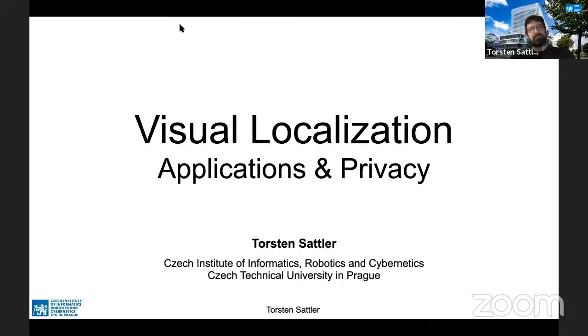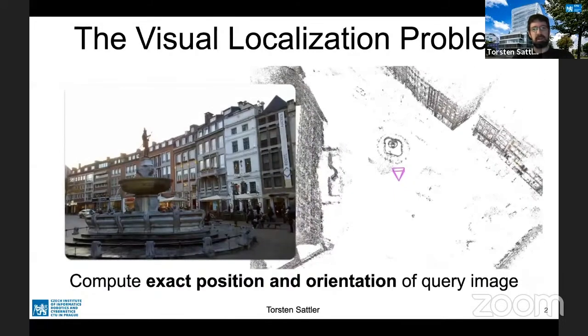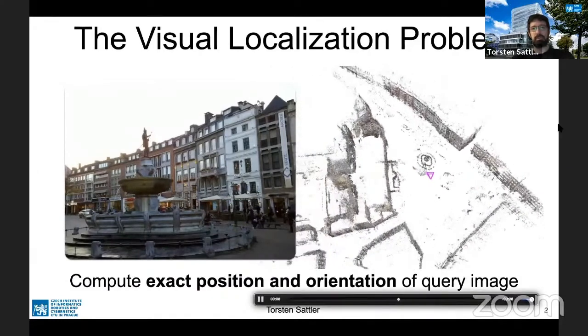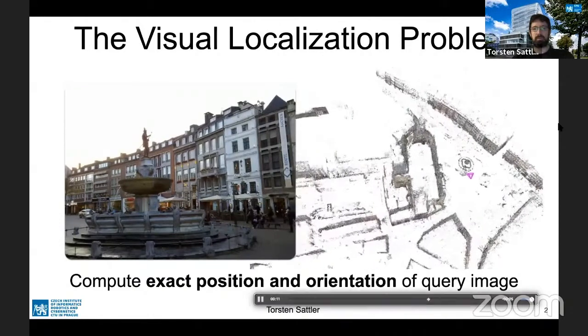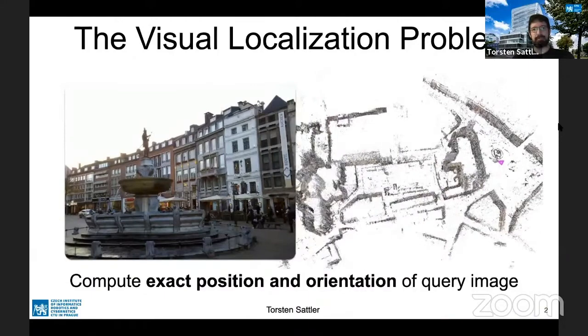Okay, so today I'm going to talk about visual localization. Typically I talk about algorithms for visual localization, how to solve this problem. Today I'm going to talk about two things, more application-oriented and about privacy and visual localization. But before I go into details, let's start with a definition of what I mean by visual localization. The idea is that we're given some image and we have some 3D scene representation, and we would like to compute the exact position and orientation from which this new query image was taken.